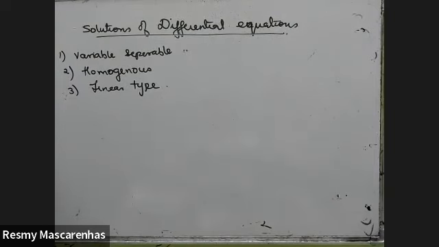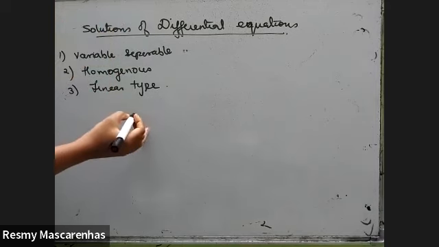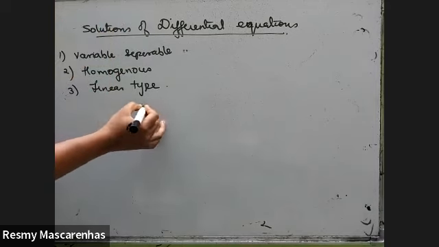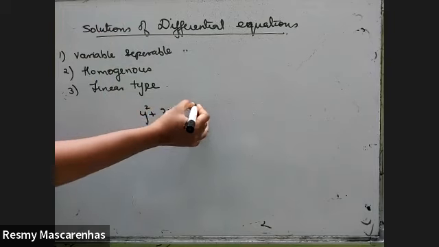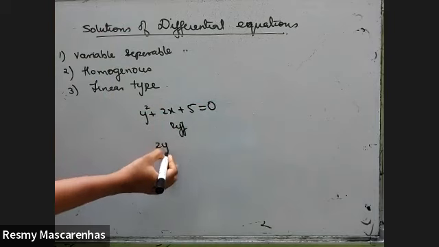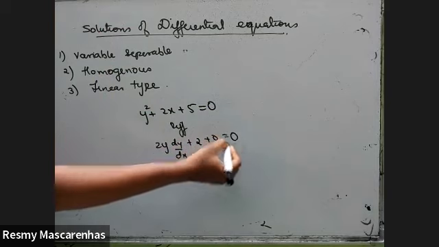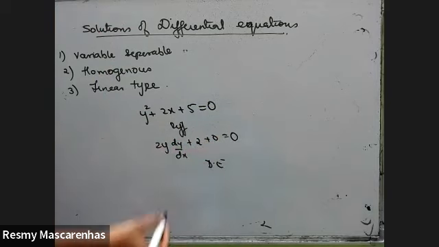The first one, we follow variable separable method. The solutions means you have to solve and get back. See, whenever you are given any equation, suppose y square plus 2x plus 5 is equal to 0, then maybe you differentiate and you get 2y dy by dx plus 2. So this is called a differential equation, after differentiating what you get.